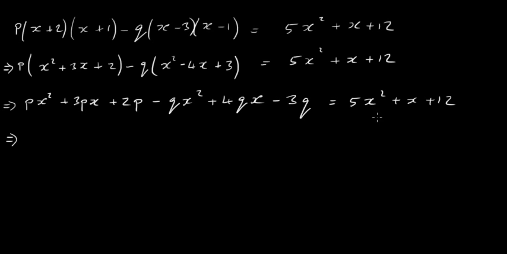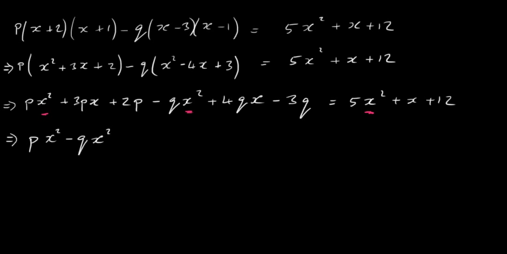Now look at the right hand side here. I have an x squared with a number in front of it. Now on the left hand side, I've got an x squared here and I've got an x squared here. So I'm going to put these two together. I'll just write them together first and then we look at what to do with them later on. So I've got a px squared and I've got a minus qx squared.